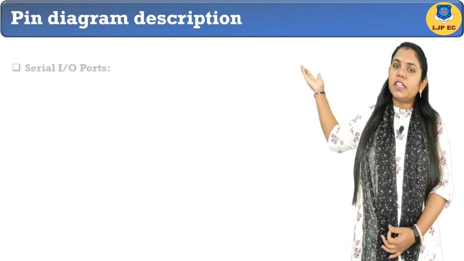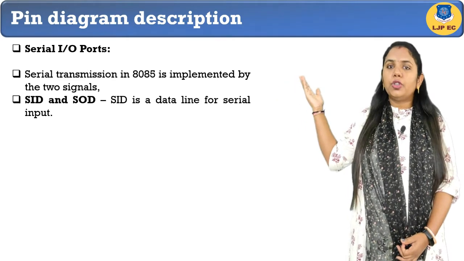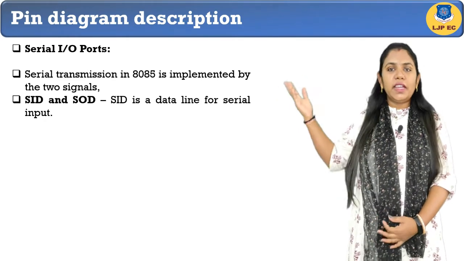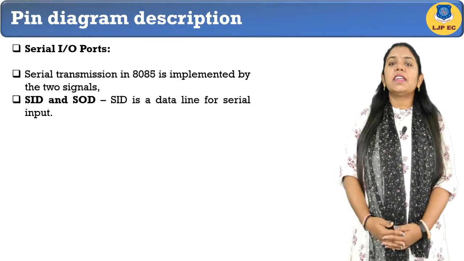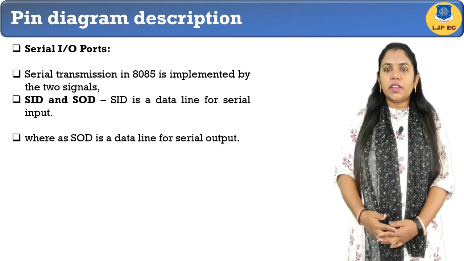The last, that is serial input output ports. Serial transmission in 8085 is implemented by two signals that are SID and SOD. SID is a data line for serial input data, whereas SOD is the data line for the serial output data.